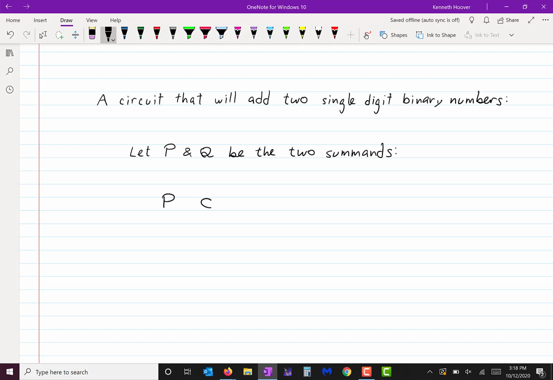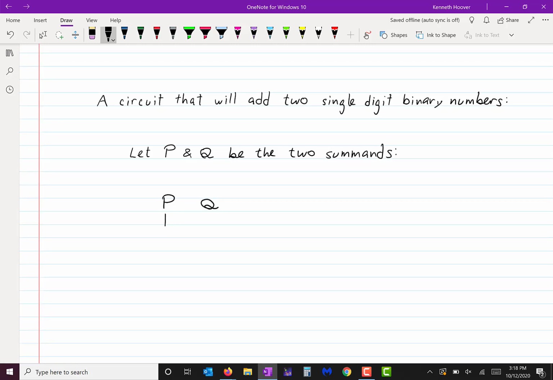P and Q. We might have P be 1 and Q be 1. We might have P be 1 and Q be 0. We might have P be 0 and Q be 1. Or they might both be 0.